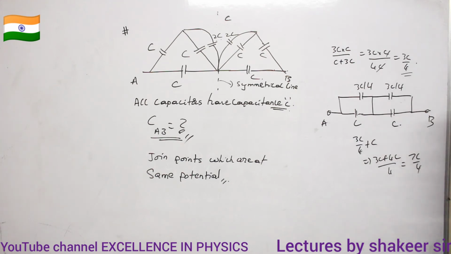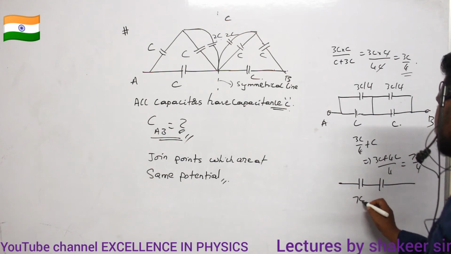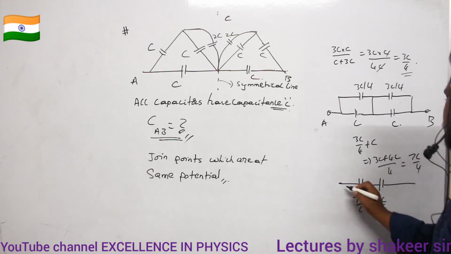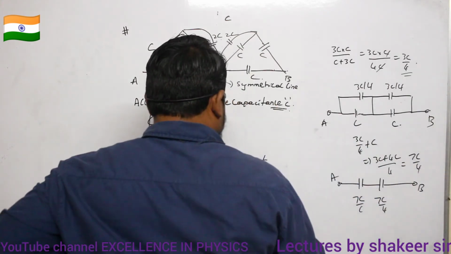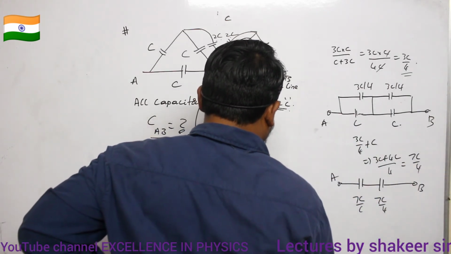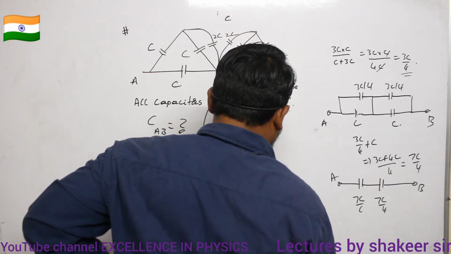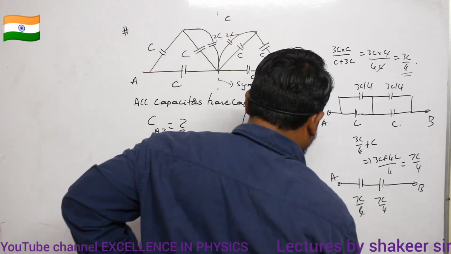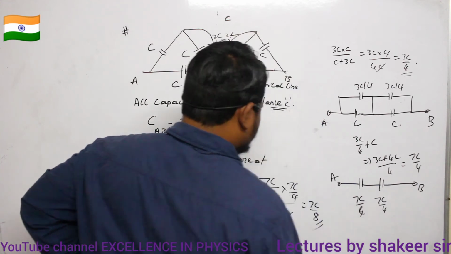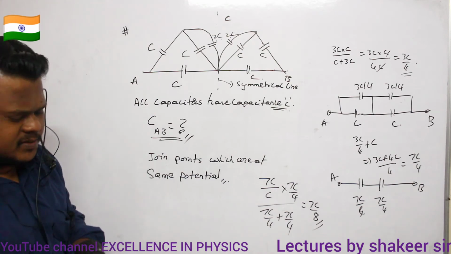Again they are connected in series connection. So this is one capacitance and this is another capacitance, 7C divided by 4 and 7C divided by 4. They are in series connection, no? So what is the equivalent capacitance? 7C by 4 into 7C divided by 4, divided by 7C by 4 plus 7C divided by 4. So totally it will be equal to 7C divided by 8. That is my total equivalent capacitance. That's all. Make a note of this one.